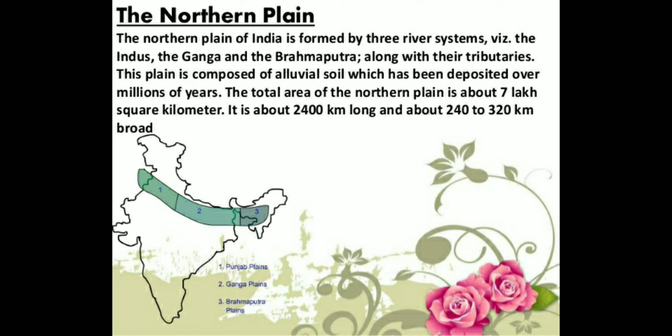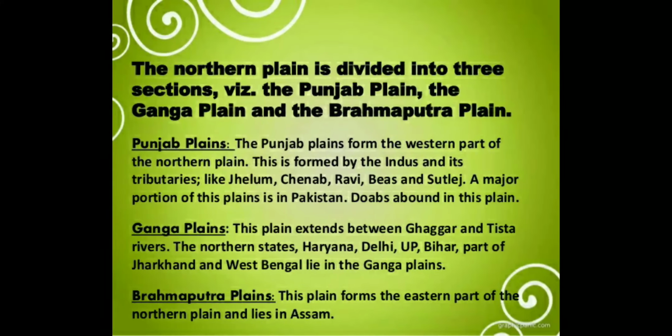Understood? Yes. See the marked area in the map. These are three rivers, one to three. One is the Punjab Plains, between the Indus and Satluj. Then the second one is the Ganga Plains and the third one is the Brahmaputra Plains. Clear to you? So the northern plain is divided into three sections.